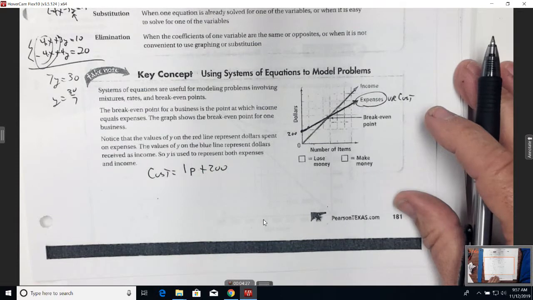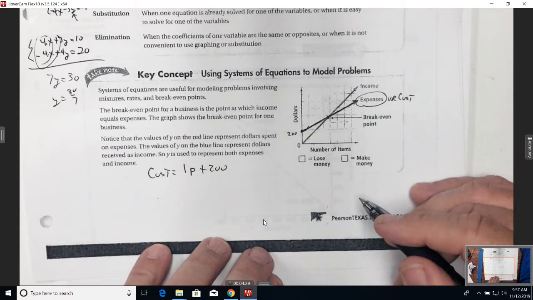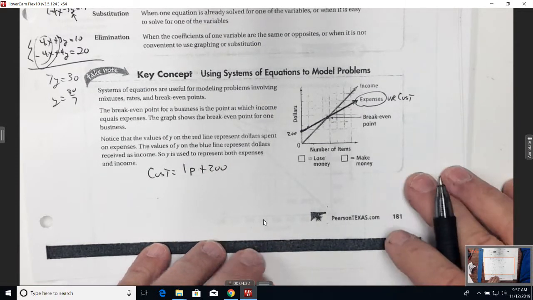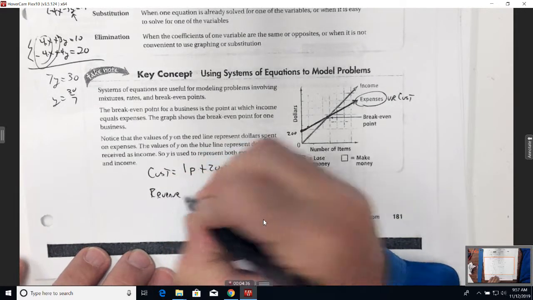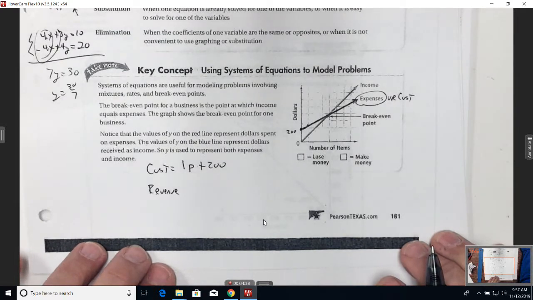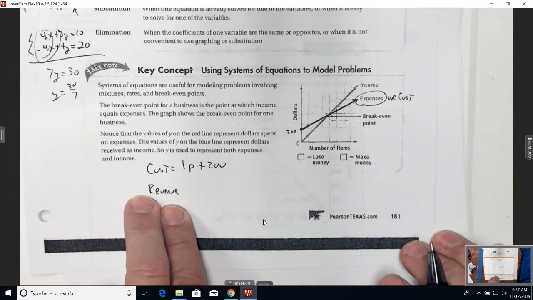Okay, so how do I start making money? I got to sell these pens. So when I sell things, the money that I bring in is called revenue or income. So the money that I bring in is how I'm selling these pens.